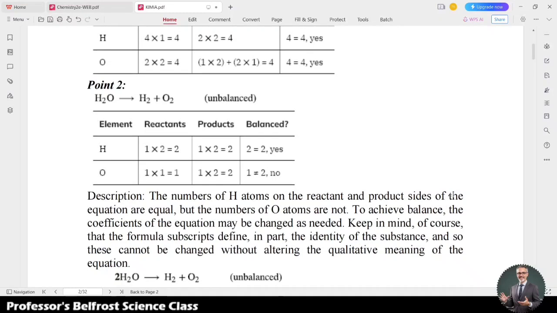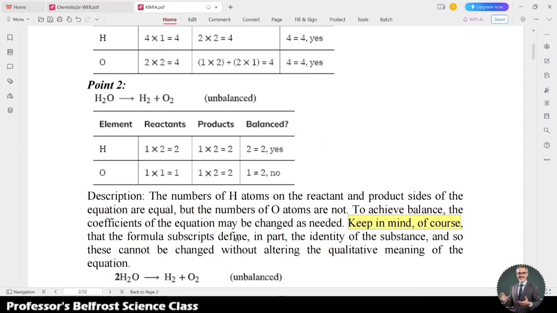So to achieve the balance, the coefficients of the equation may be changed as we need. But keep in mind, this is very important, this is a very final thing, that the formula subscripts cannot be altered. We cannot change the formula subscripts, because it will alter the qualitative meaning of the equation.